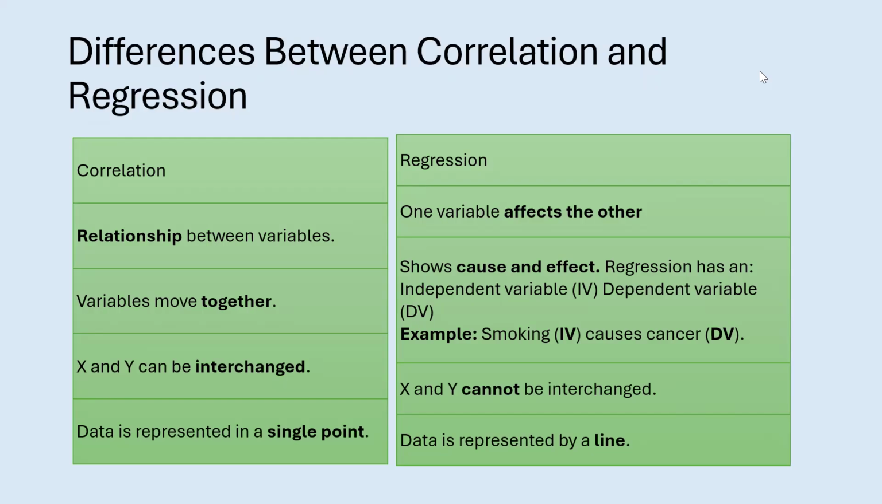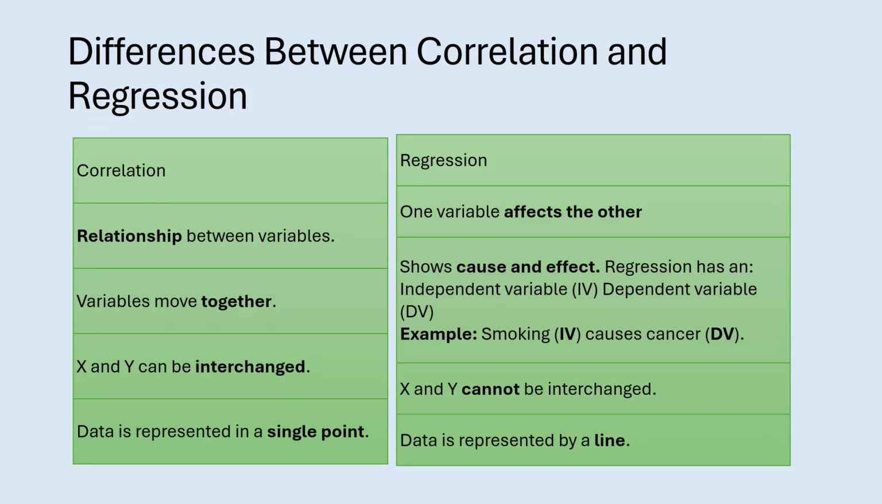As I said earlier, the differences between correlation and regression. Correlation is just the relationship between variables. You can interchange them, because it's not affected by what is dependent, what is not dependent, or how the trend is changing. It's just showing you the relationship. Data is represented in a single point, a simple value, and a simple relationship is shown.